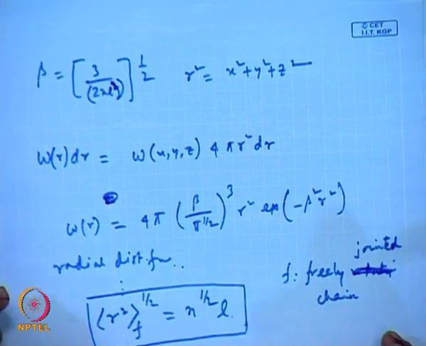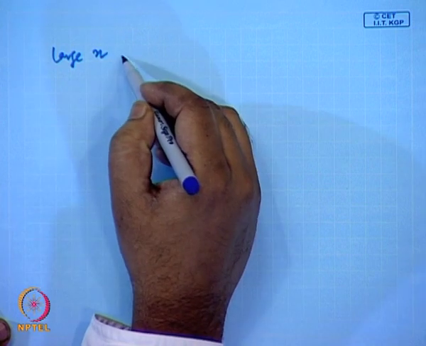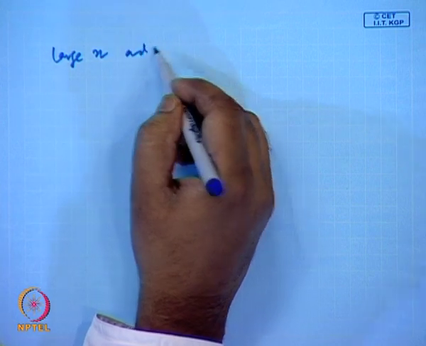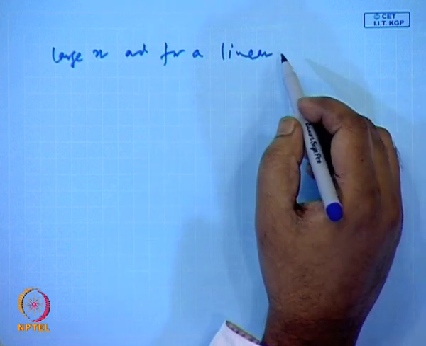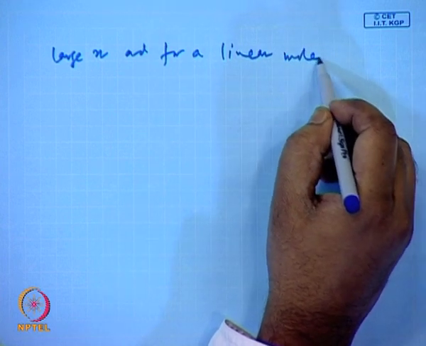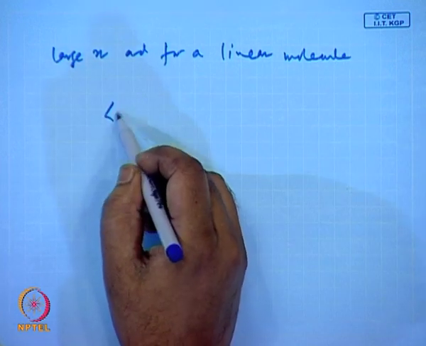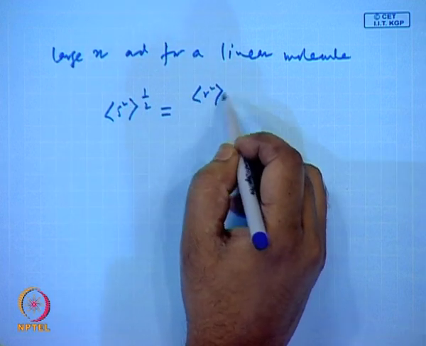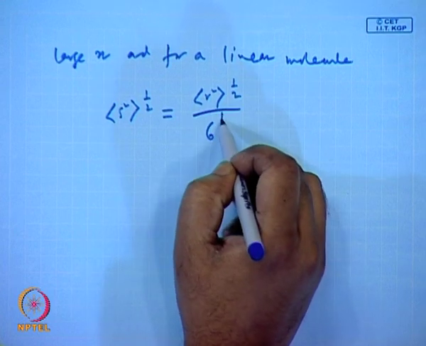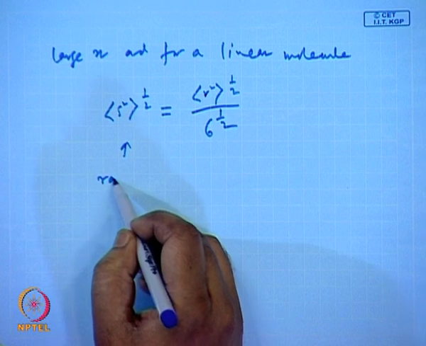Now, as I said, fortunately there is a relation for large n and for a linear molecule. We can write this, this is your radius of gyration.